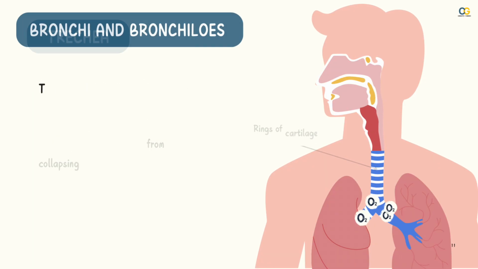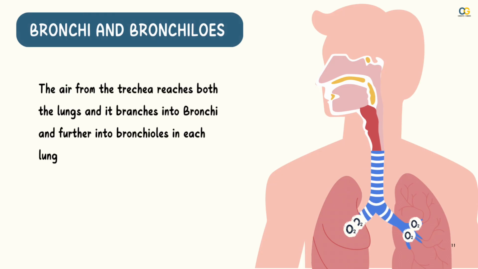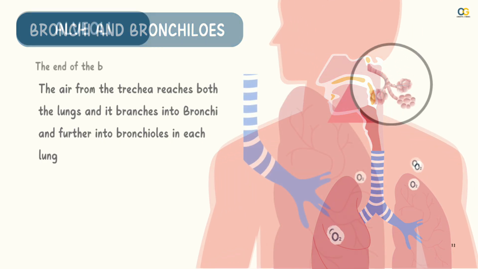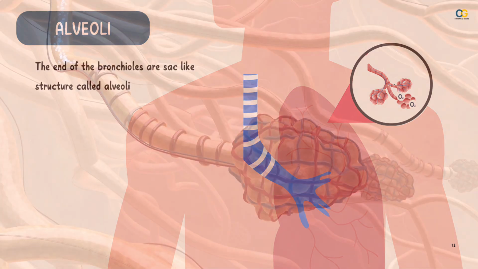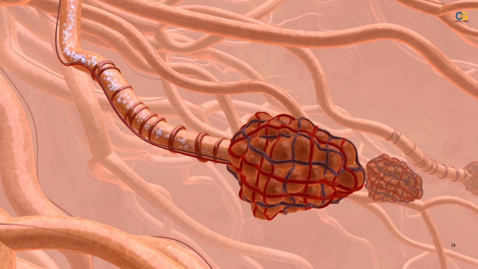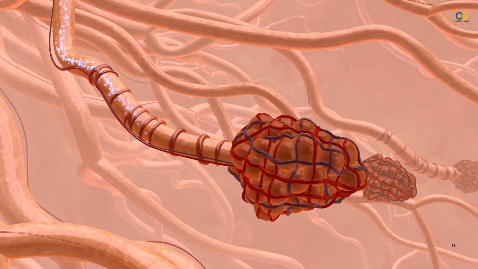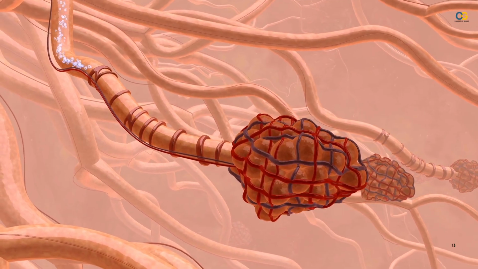The air from the trachea reaches both the lungs and branches into bronchi and further into bronchioles in each lung. At the end of the bronchioles are sac-like structures called alveoli. These structures receive the entire air in them, where the exchange of gases takes place. The exchange of gases takes place with the help of diffusion. Let us see how that happens.